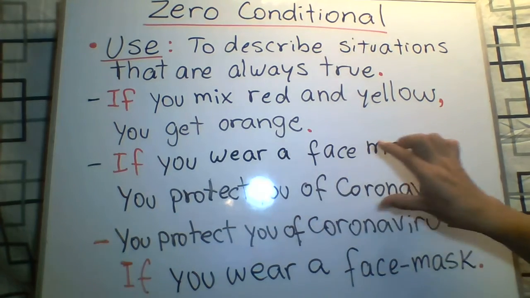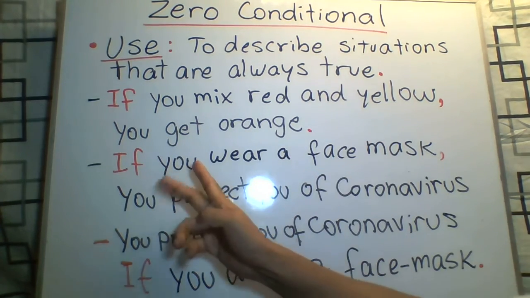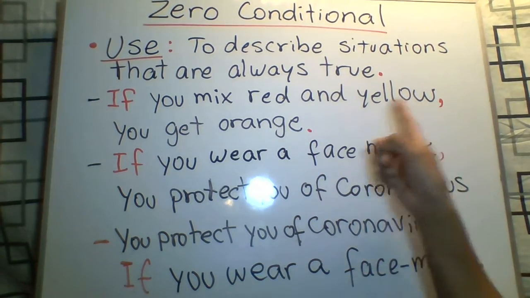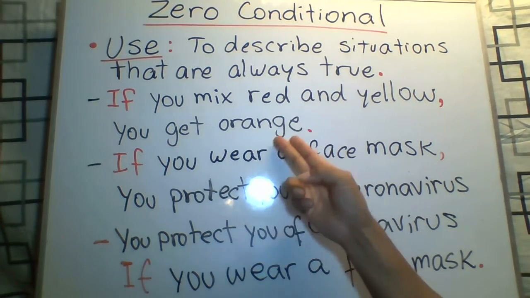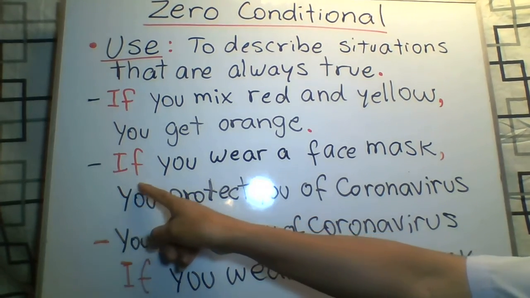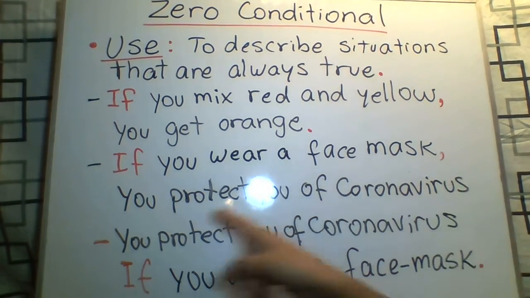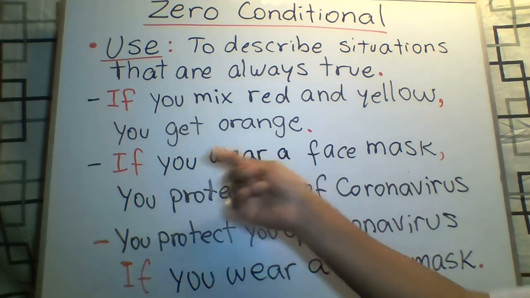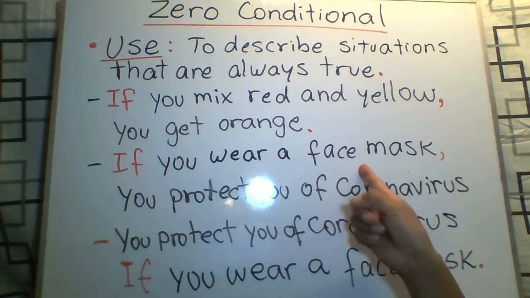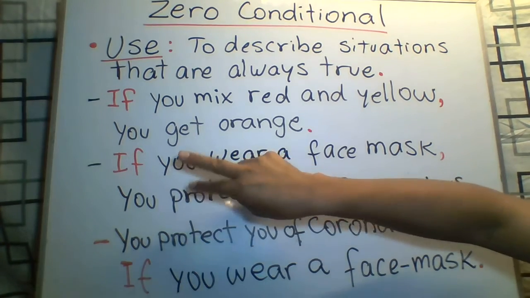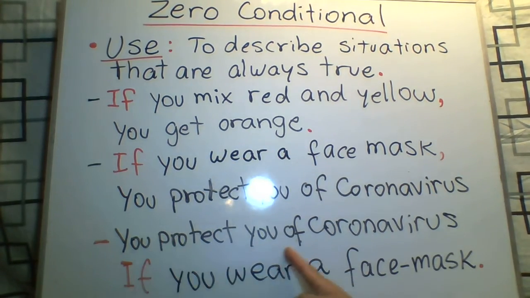In this exercise, notice the two parts. If you mix red and yellow, you get orange: two parts separated by a comma. The first part, if you wear a face mask, comma, you protect yourself from coronavirus: two parts. You can use the first sentence first and the second sentence second, or in reverse. So you can say, you protect yourself from coronavirus if you wear a face mask.